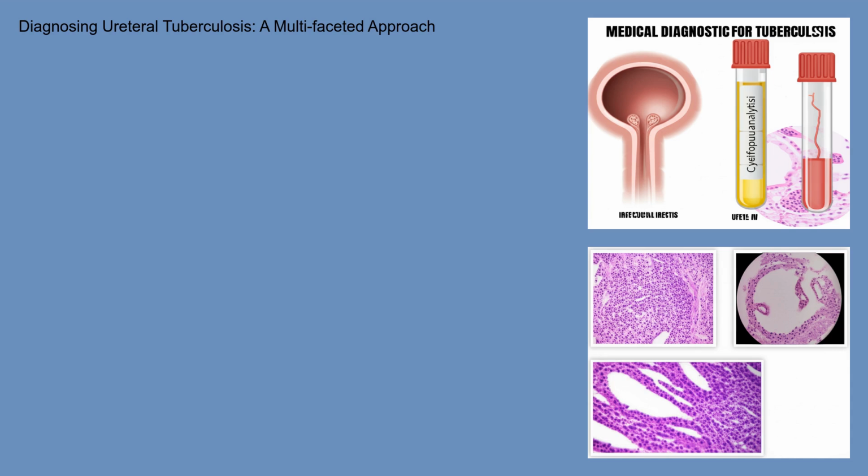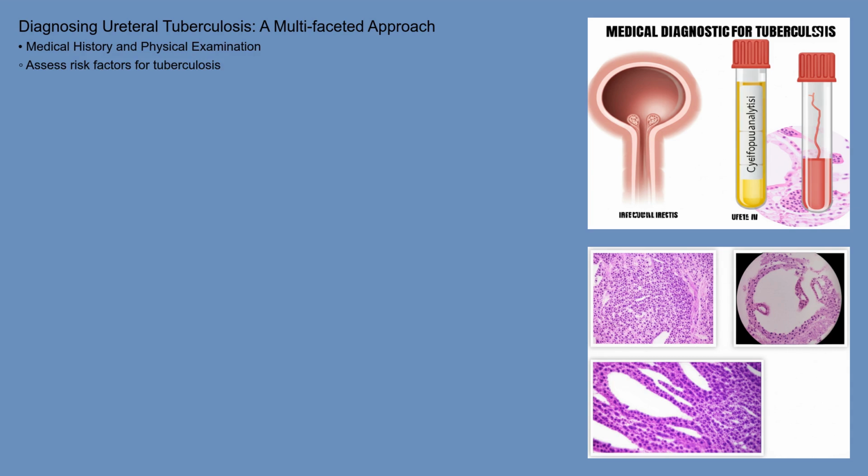Diagnosing ureteral tuberculosis requires a multi-faceted approach. It often starts with a thorough medical history and physical examination, paying close attention to risk factors for tuberculosis. Urine tests are crucial, looking for the presence of bacteria, blood, and white blood cells. A urine culture can help identify Mycobacterium tuberculosis specifically. Imaging studies, such as an intravenous pyelogram, IVP, or CT urogram, are essential to visualize the ureters and kidneys, identifying any strictures, hydroureter, or hydronephrosis.